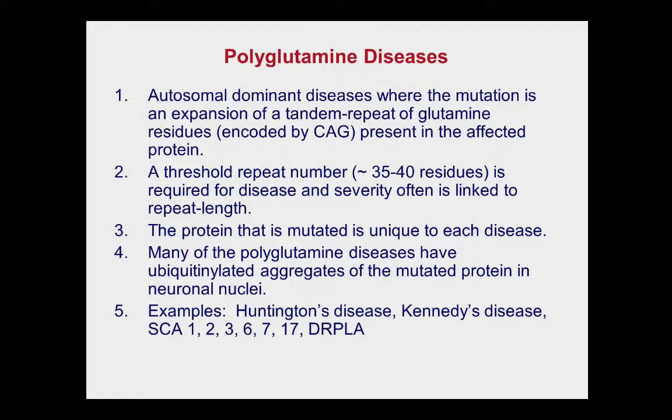Each disease has a different gene, so the mechanism is similar, but they're all in a different protein. And many of them develop aggregates in the nuclei that are formed from the mutant protein, which is also ubiquitinated, so you can identify them either with ubiquitin antibodies or with antibodies against a specific protein. Examples of this polyglutamine family are, of course, Huntington's disease and Kennedy's disease. Huntington's is a disease that primarily affects the basal ganglia. Kennedy's disease is a lower motor neuron disease, but all the rest of these are ataxias. So there's something about this that seems to affect the motor components of the brain somewhat selectively.